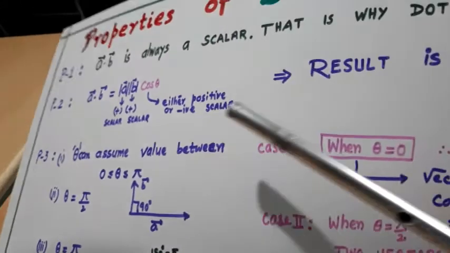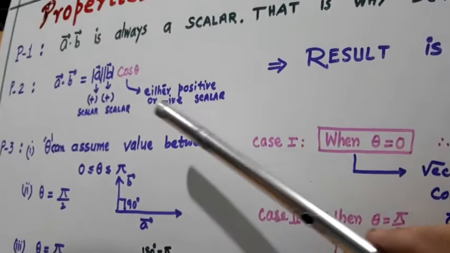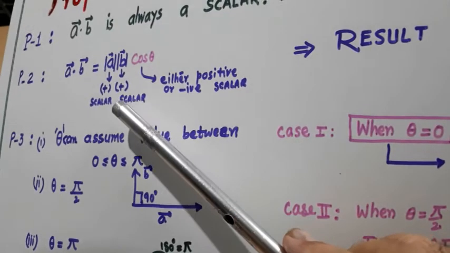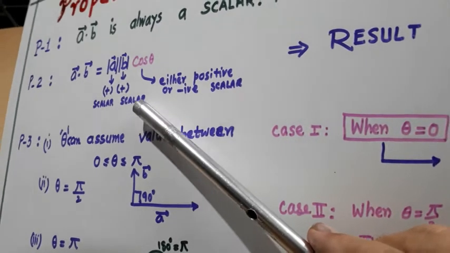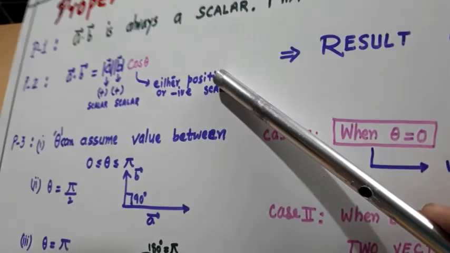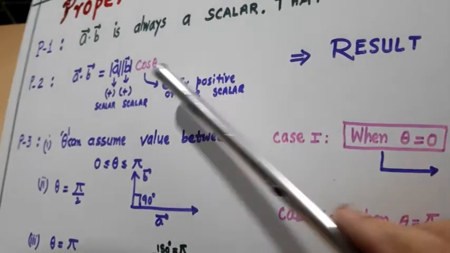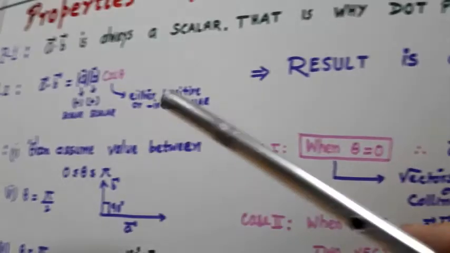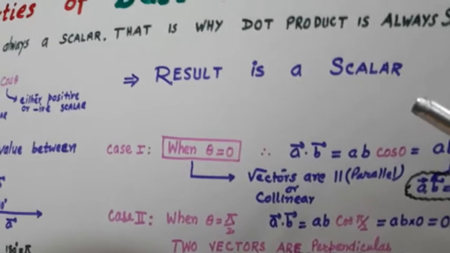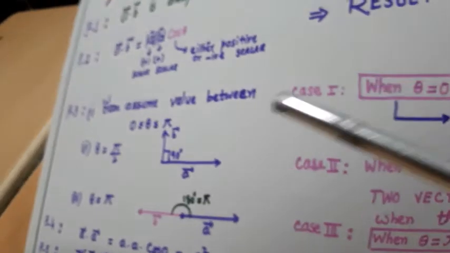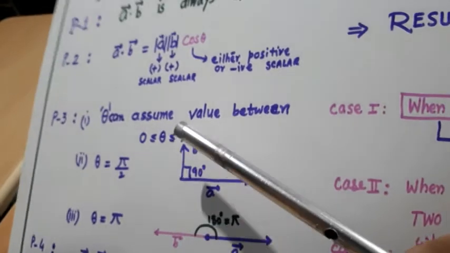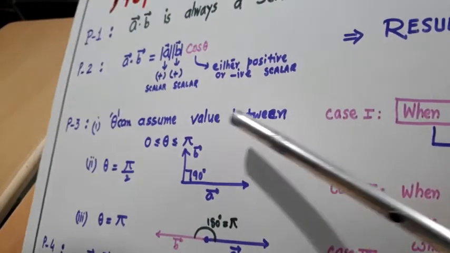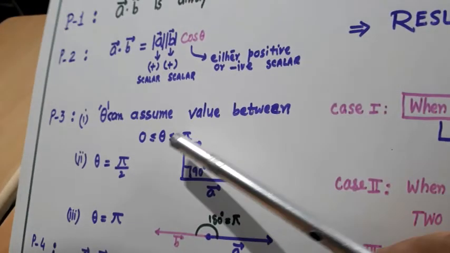So the result is a number. This is a number, scalar, this is a scalar, this is also a scalar. It can be positive or negative. That way the result will be a real number. Result is a scalar and it is a real number. Now another property: theta can assume values between 0 and pi.